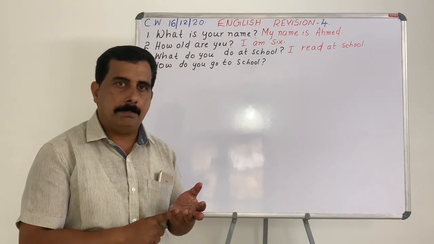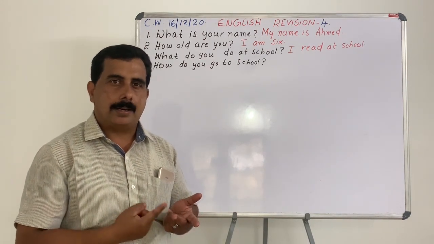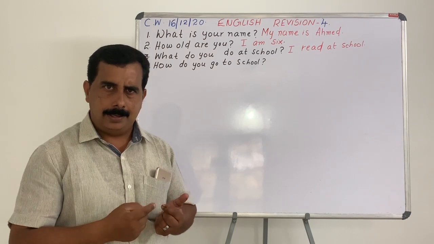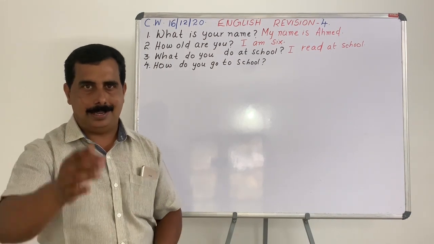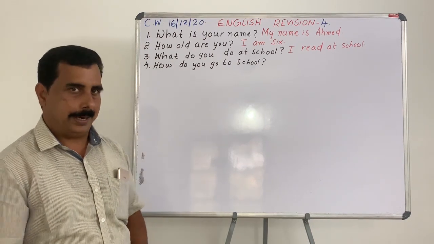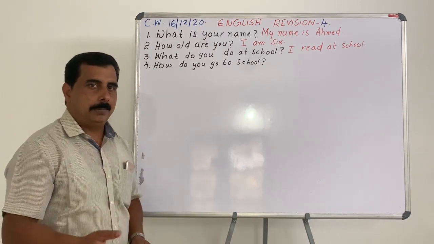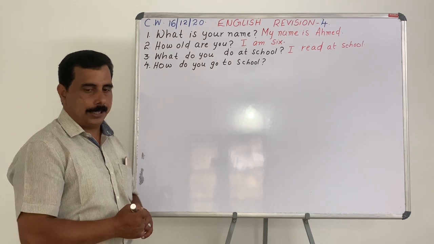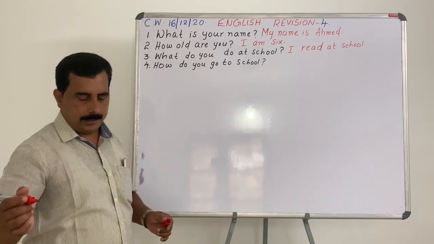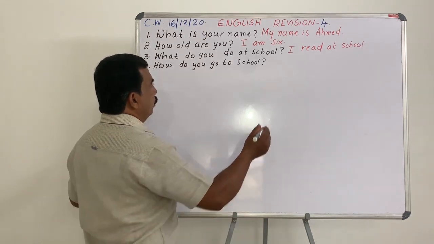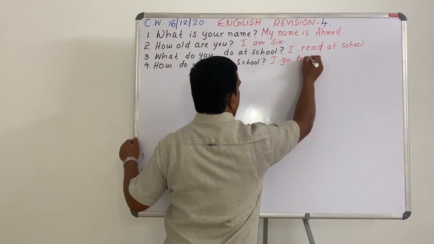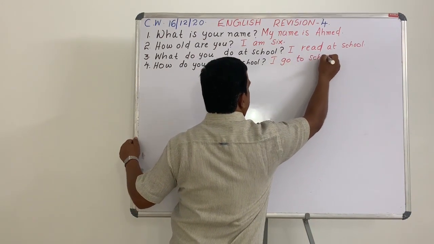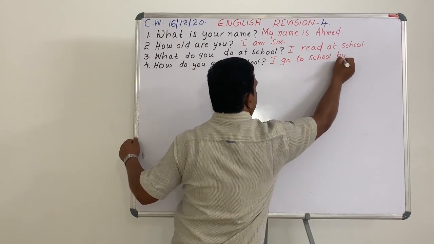Some are going by bus, some are by car, some are by bicycle, some are by boat. Are you? No. Car and bus. Most of the boys from Saudi Arabia. Yeah, you are going by school bus or car. Okay, what do we want to write? I go to school. How do you go to school? I go to school by car.